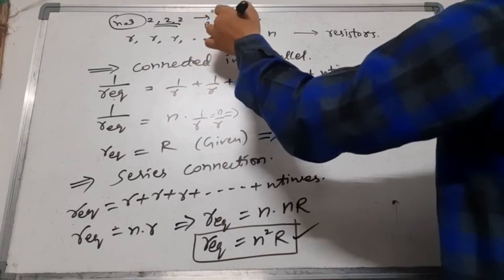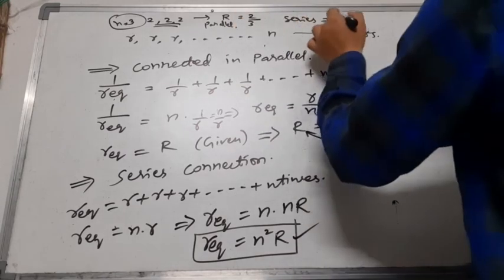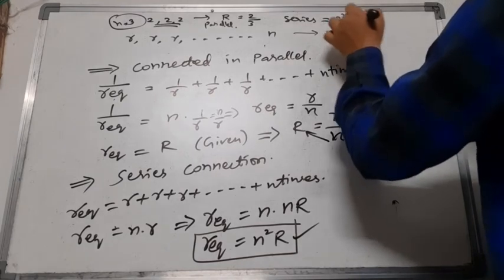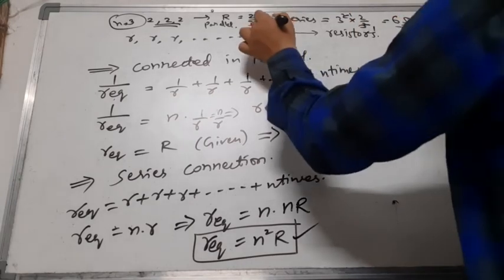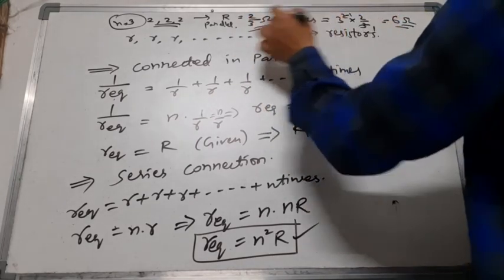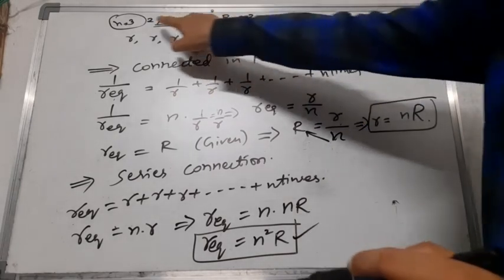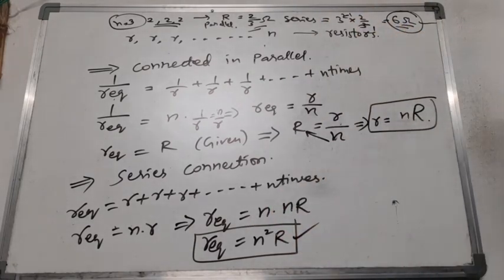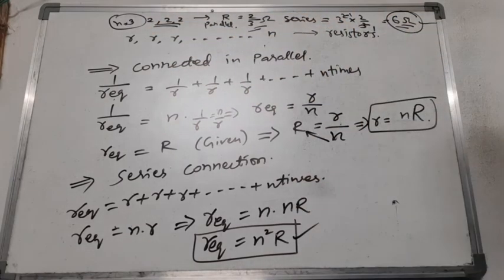Now in series, directly we can say the series value: N square means 3 square into 2 by 3. The 3s cancel, 3 twos are 6 ohms. If they are connected in parallel, 2 by 3 ohms. If the same resistors are connected in series, 6 ohms. You can test it by adding 2 plus 2 plus 2, 3 twos are 6. So this is for N resistors, and this is for 3 resistors like this. Okay. Right.